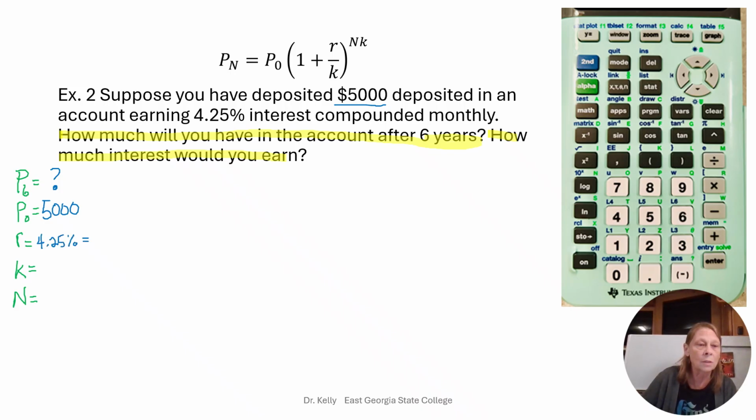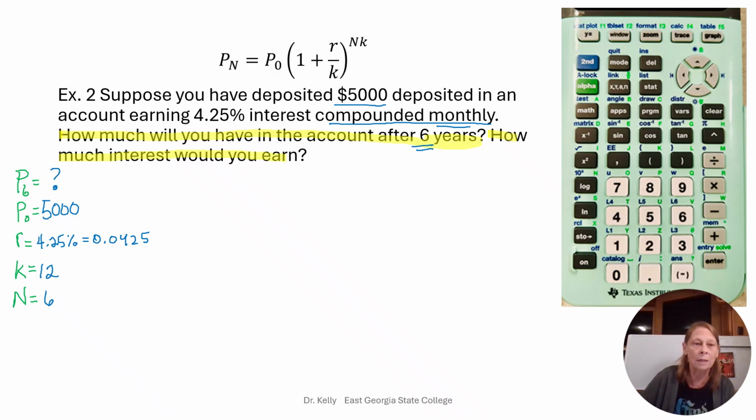4.25% is equal to 0.0425. Interest compounded monthly, how many months in a year? That would be 12. And we want this for 6 years, so N is 6. So perfect. Let's do our plug and chug bit.